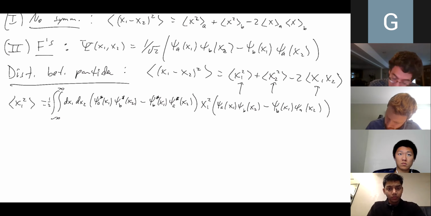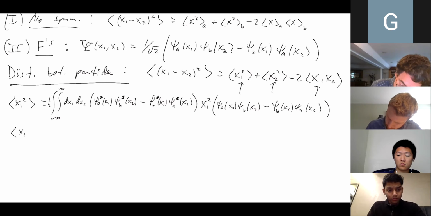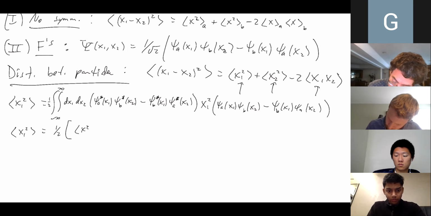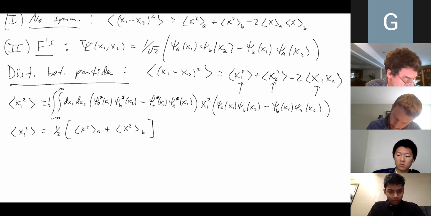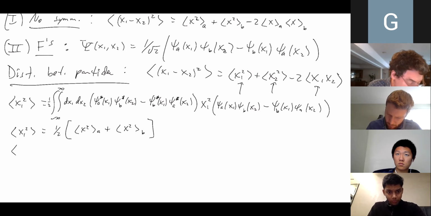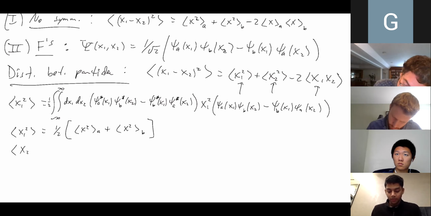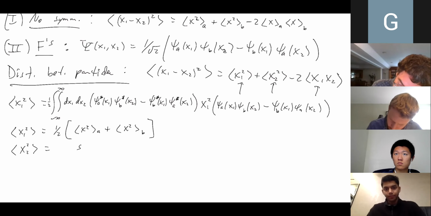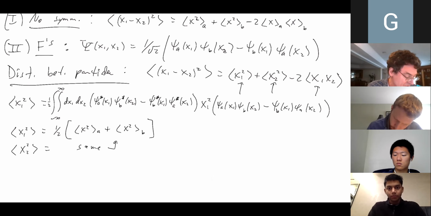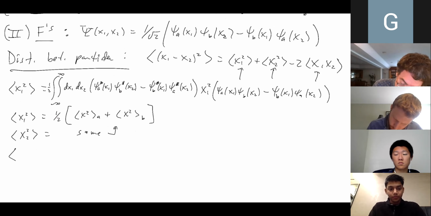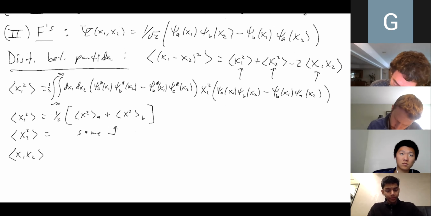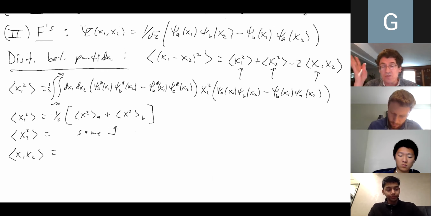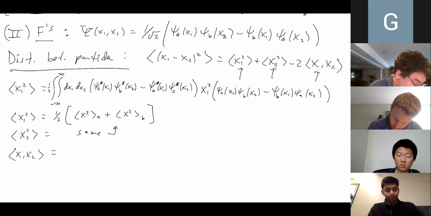And when you do all that, what you're going to find is that this quantity x1 squared is equal to 1/2 times the expectation value of the x squared operator for state A plus the expectation value of the x squared operator for state B. And if you do the same thing for the expectation value of the particle 2 squared, it's going to be the same. And then if you do the whole thing over again and calculate this quantity, plug in the x1, x2 and do all those integrals, then what you're going to find is that you get something different.